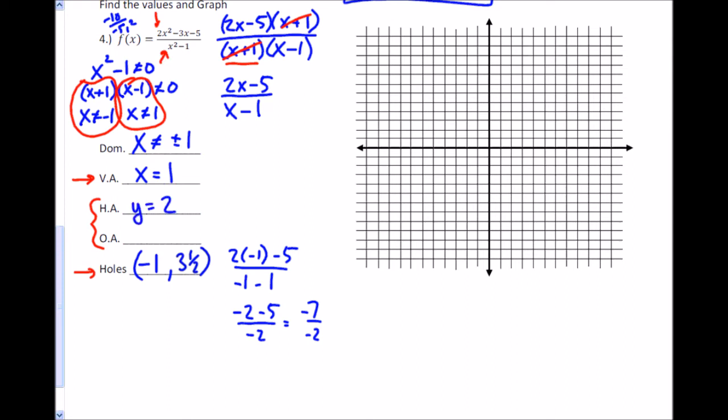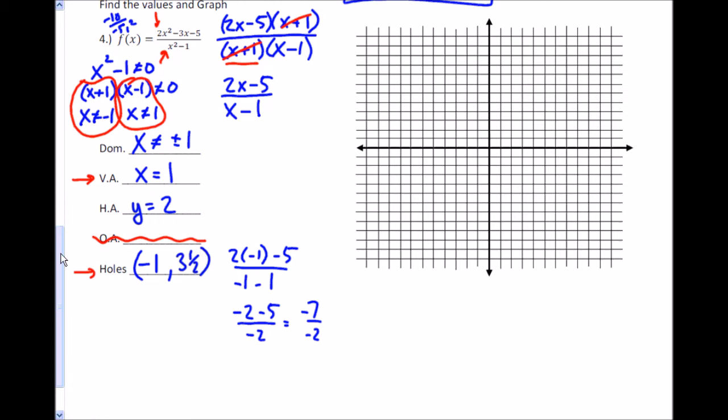If the degrees are not the same, if the denominator has a larger degree, it's horizontal and it's y equals 0. If the degree of the numerator is larger, then I have to use synthetic division, and that's where I have an oblique asymptote. So this one, there is no oblique asymptote. It's only a horizontal asymptote.